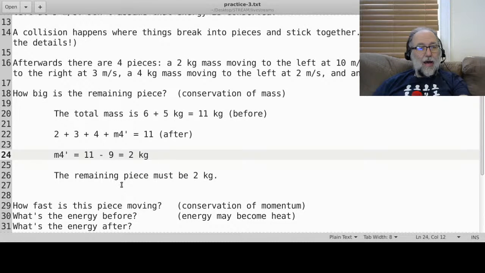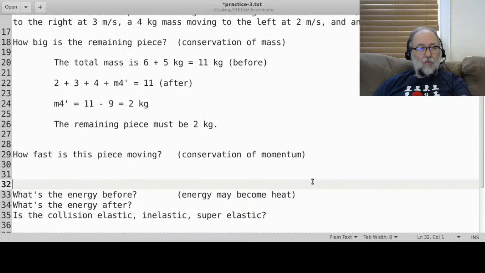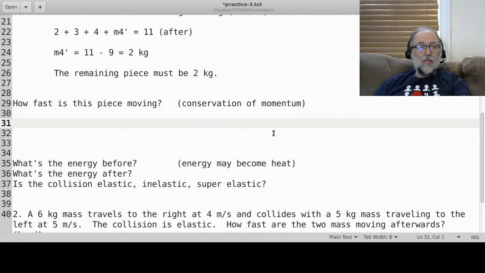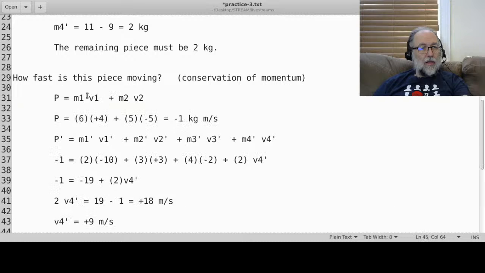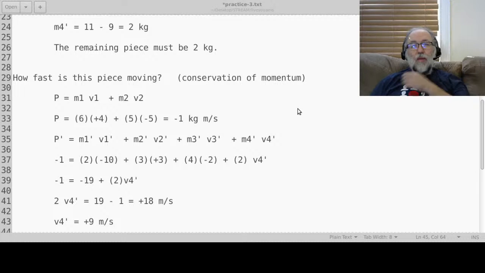Now, the next one. How fast is it moving? Now, to answer that, we're going to use conservation of momentum. Okay, and let me cut and paste that answer too. Right there. And let me see if it disappeared on us. No, not this time. When I switch between windows, that's when it seems to go. But I'll keep an eye on it.